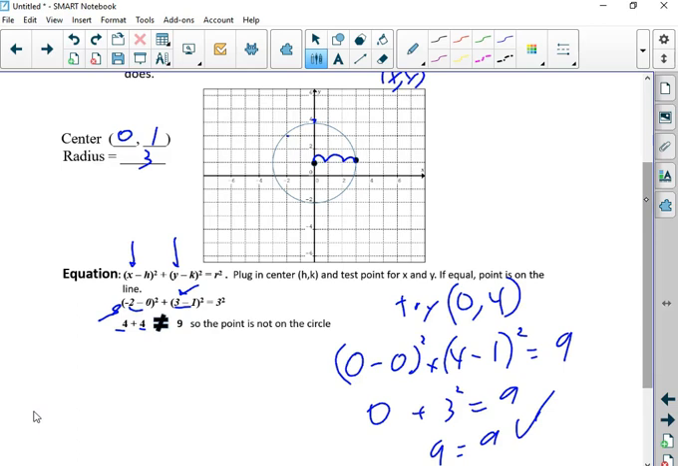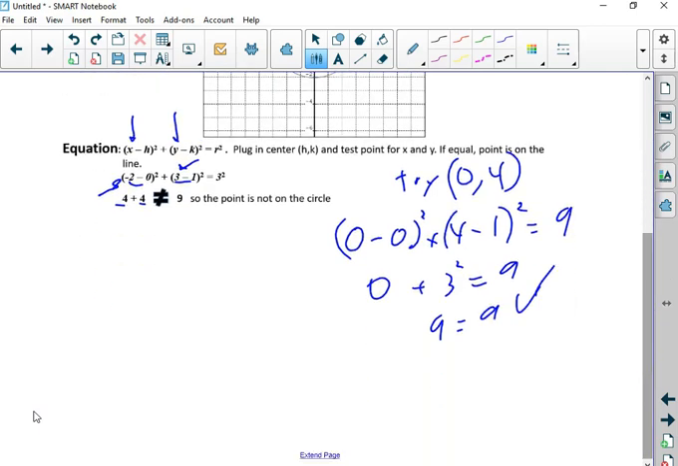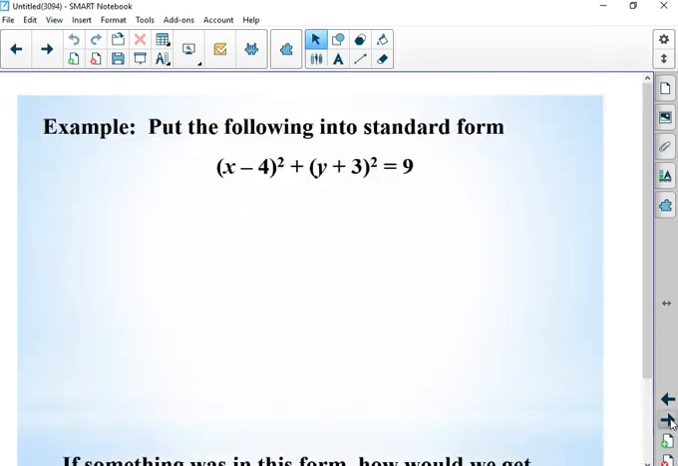So remember, whenever you deal with graphics, your eyes can deceive you. So that's why we check it mathematically. And we are finished. And we're going to go back to Algebra 1. Yay! All right. So put the following in standard form.